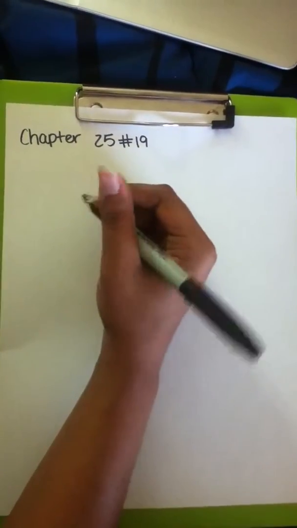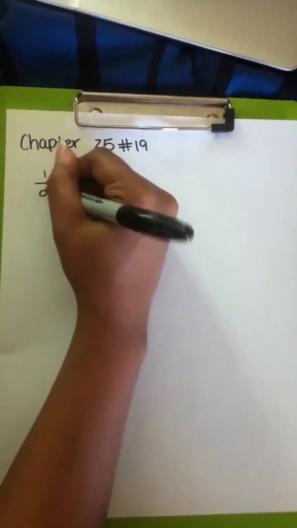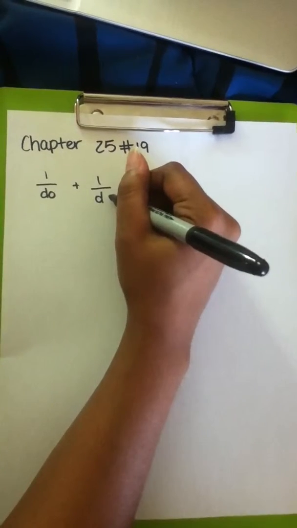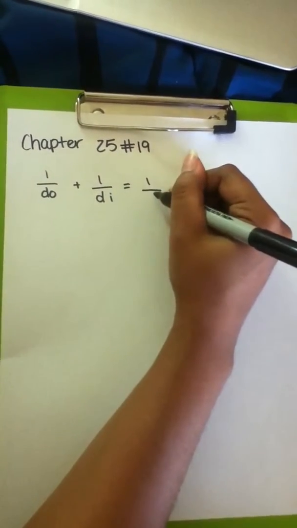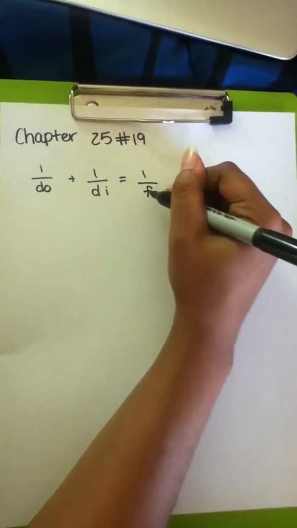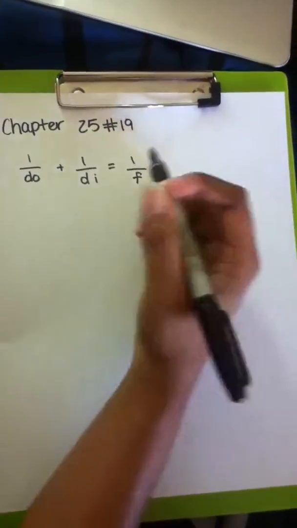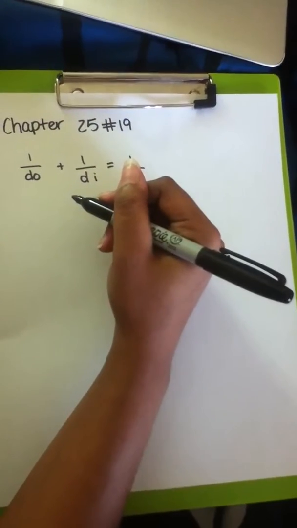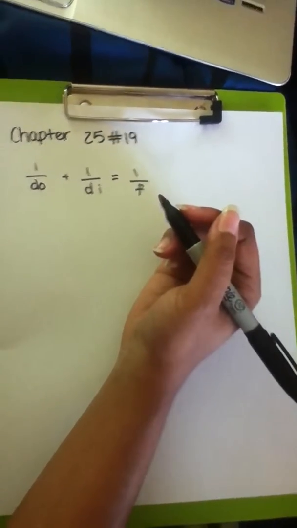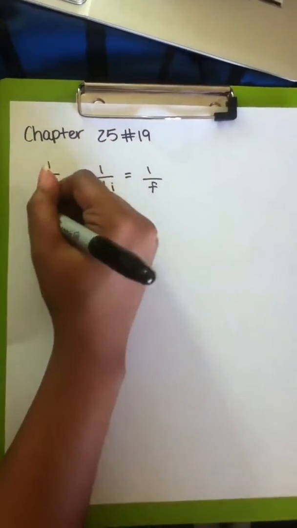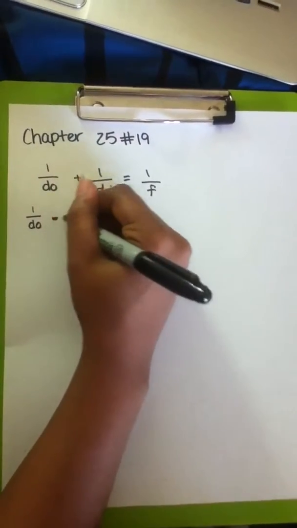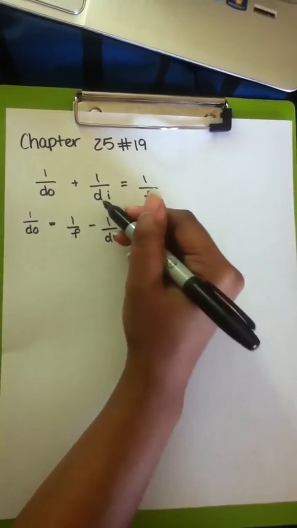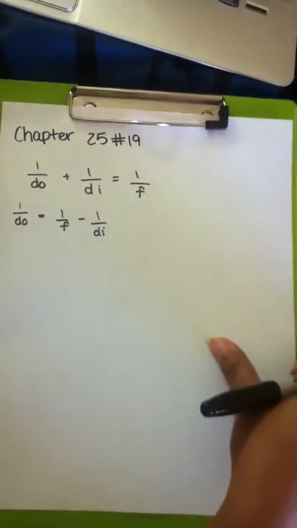So the equation that I used in this problem is this one right here. 1 divided by the distance of the object plus 1 divided by the distance of the image is equal to 1 divided by the focal length. We are looking for the distance of the object because the question was how far in front of the mirror is the object located. So I just did a little algebraic manipulation to get this equation right here. I subtracted the distance of the image and I put it on the right side of the equation.